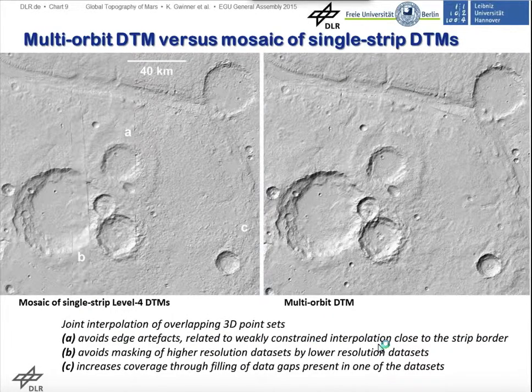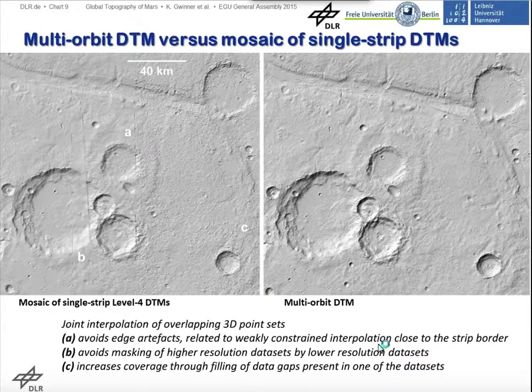And we also did something on the interpolation of 3D points, because HRSC images are quite variable in terms of resolution and accuracy. This just shows you an example of how the multi-orbit version can improve over the single-orbit version, which I can't see from here. But you can see if you just mosaic the single-orbit DTMs, you can see border effects where you didn't have enough information for interpolation in the single-orbit case.